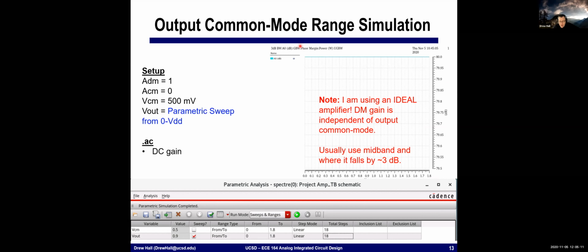Again, my model is very simple. The gain essentially is independent of the output voltage. And so I see just a flat 80 dB gain the entire way. Yours definitely will not do this. It will have this kind of inverted bathtub shape that looks something like this.